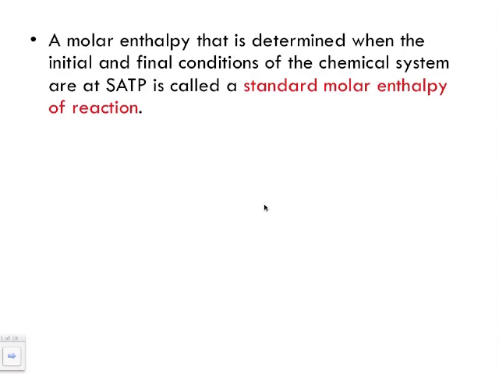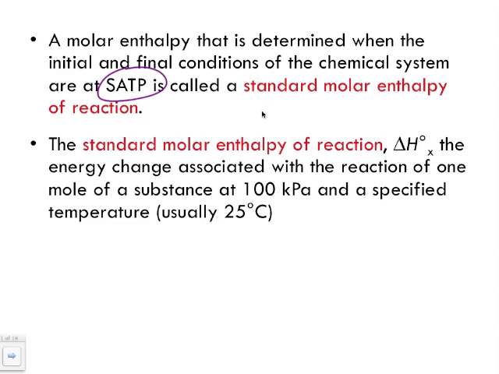So that's the one that we'll be looking at in terms of 1 mole of that product. Now, a molar enthalpy that is determined when the initial and final conditions of the chemical system are at SATP. So we've looked at the standard ambient temperature and pressure, right? So the molar enthalpy is no longer just the molar enthalpy, but it's referred to as the standard molar enthalpy of a reaction. And the standard molar enthalpy of a reaction, one of the differences, well, here with molar enthalpy, we're looking at delta H of some kind of reaction. But the standard molar enthalpy of a reaction will have this little knot here, almost like a degree symbol.